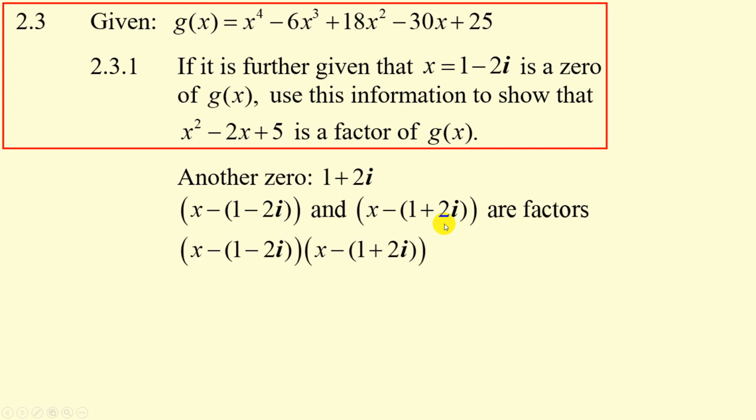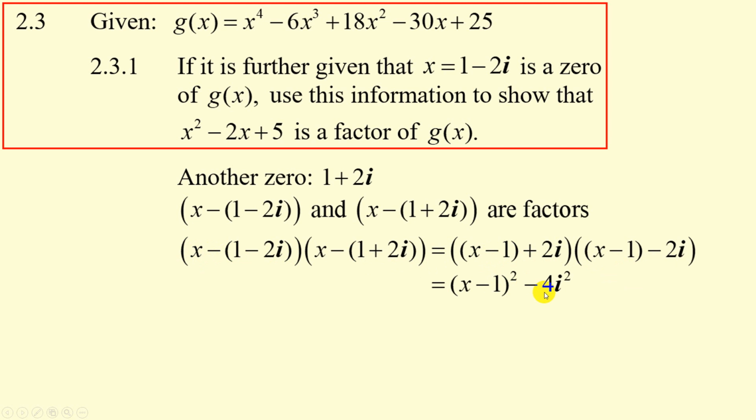I'm going to multiply them together in order to give a second degree or quadratic factor. Take out the inside brackets and rearrange them so we give ourselves a difference of squares. There's the difference of squares. Squaring out x minus 1 all squared, and there is minus 4 times minus 1, which gives me that. And there we are to see that x squared minus 2x plus 5 is a factor of g of x.